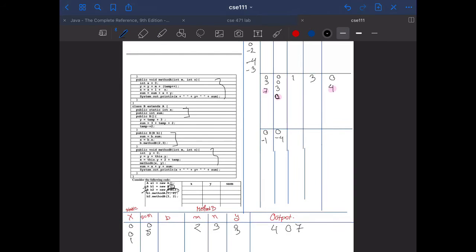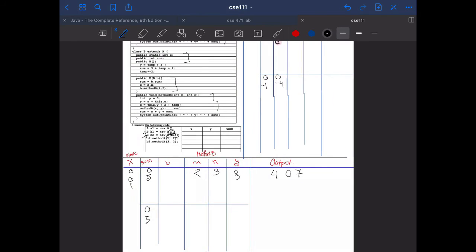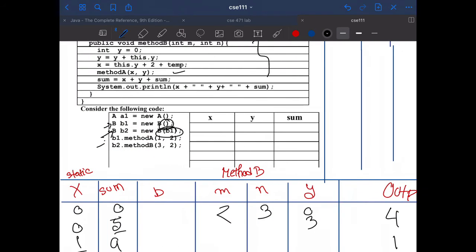So we are done with method a. Method a was called here. Now we go to sum equals x plus y plus sum. So sum equals 5 plus 1, that's 6, and y, that's 3, so 9. So the output would be 1 3 9. Done. Now we go to b1.method a.